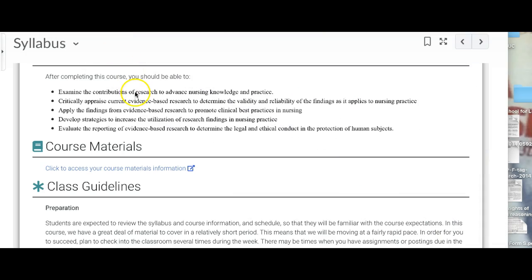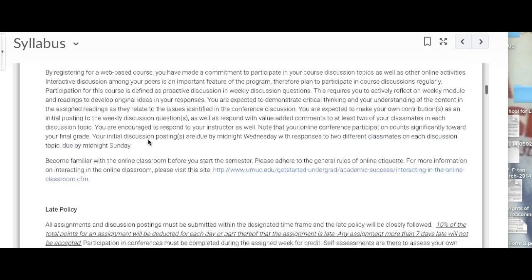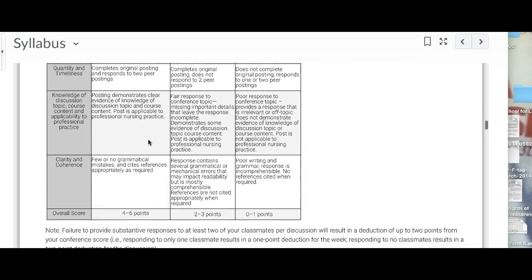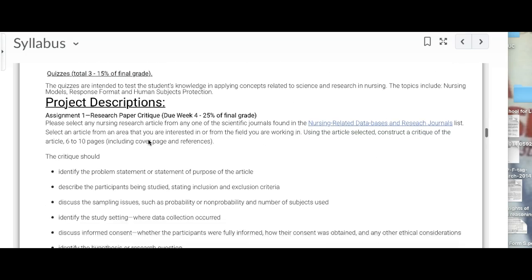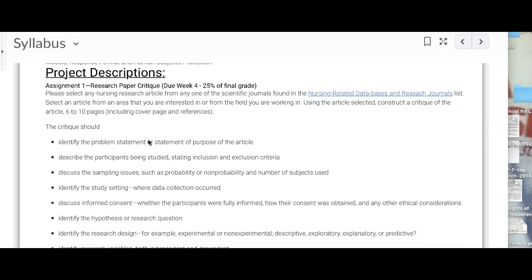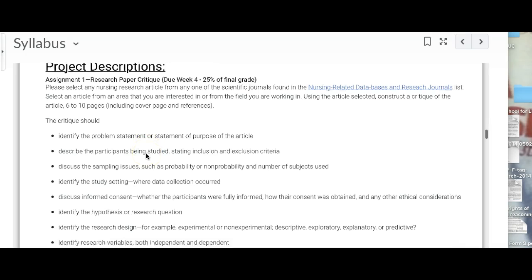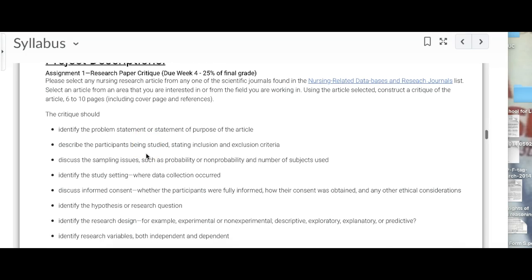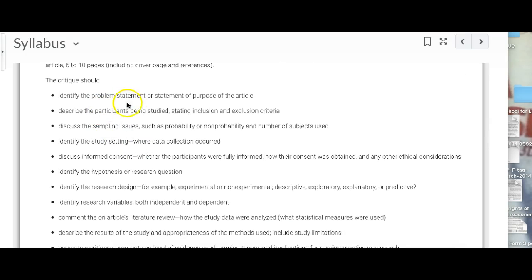So in the syllabus, we have information. If you scroll down, there's a lot of great information about the course, of course. And then you see the project description for assignment number 1, which is the assignment that we're working on first. It is due in week 4, and it's going to do a number of things. Those things are all listed for you here. Identify the problem statement or the statement of purpose of the article, describe the participants being studied, discuss sampling sizes.